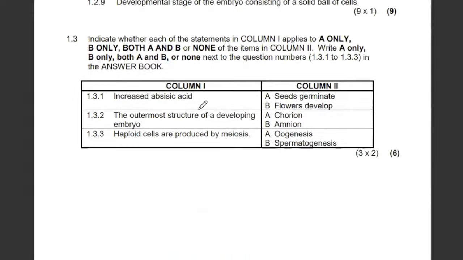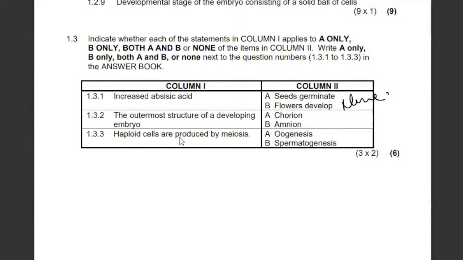They're saying that increase the abscisic acid. If you go to abscisic acid, you will see this. So abscisic acid is responsible for dormancy. So in this case, the answer here is going to be none. Why? Because there is no dormancy here. Seed germination, and then here is dormancy. So basically here you say none.